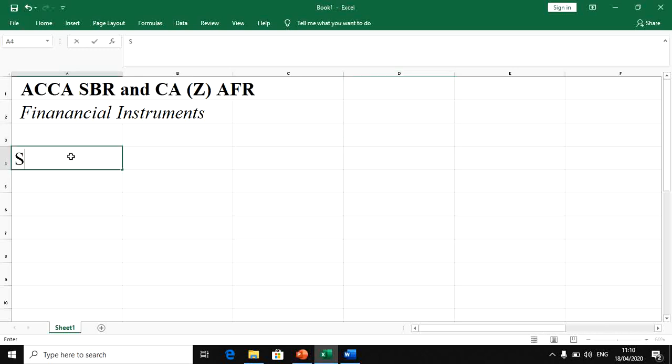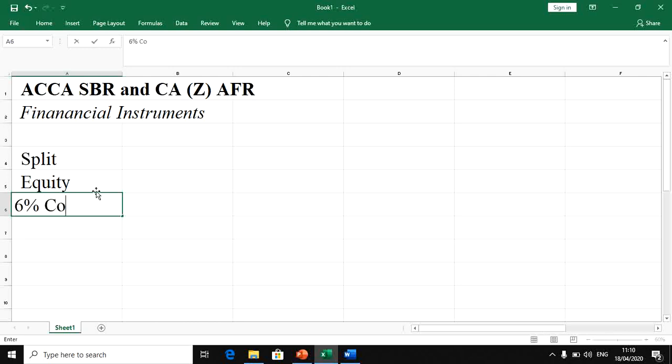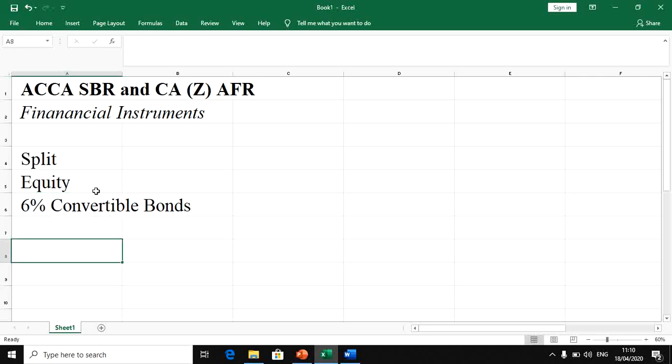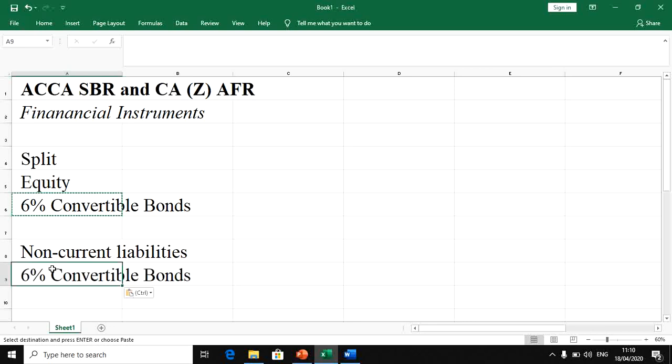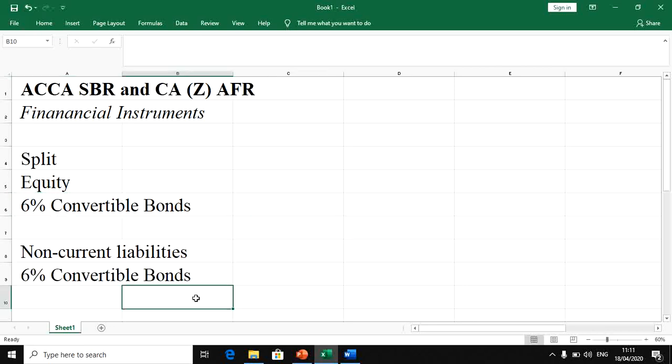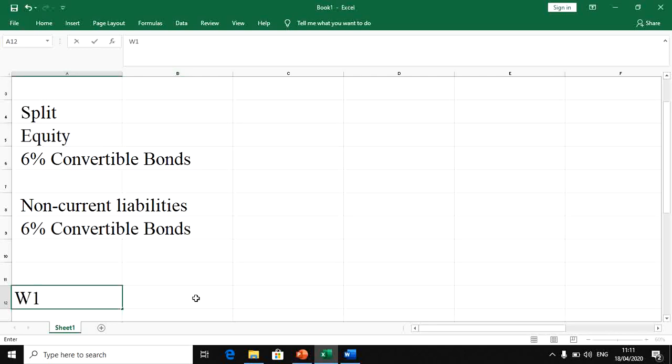We're required to split the financial instrument into what we call equity. All right, of course this is a 6% convertible bond. And also we're supposed to have another component which depicts this instrument as a liability. And the non-current liabilities, again, I'll take that one and push it where it belongs. And then afterwards, I'm going to do some bit of working for us.